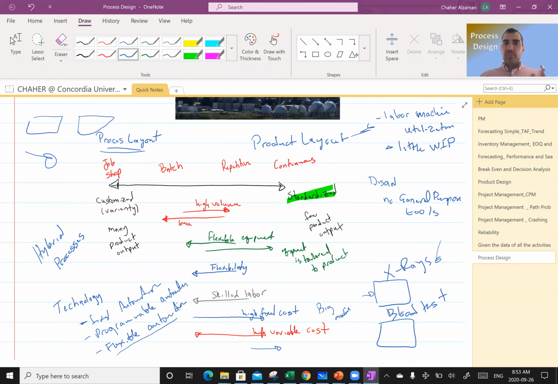So now let's look at the product layout, and one advantage of it is you're going to have high labor and machine utilization. People working on an assembly line, their job is quite repetitive, and by experience, they're going to get much faster at doing the same job. And the same thing with machine utilization. You're using big machines, so your utilization of the machines is going to be higher, and the layout is going to take advantage of this.